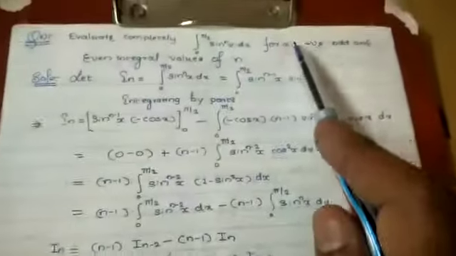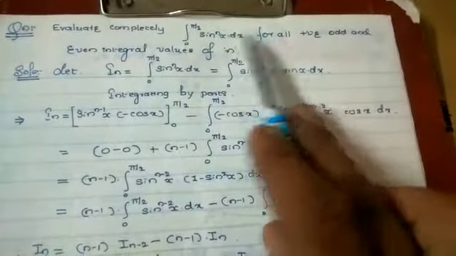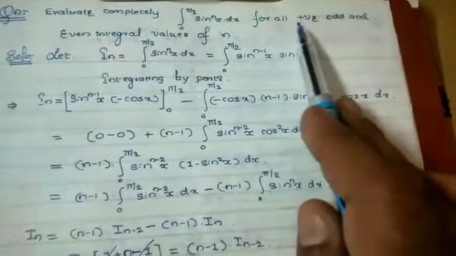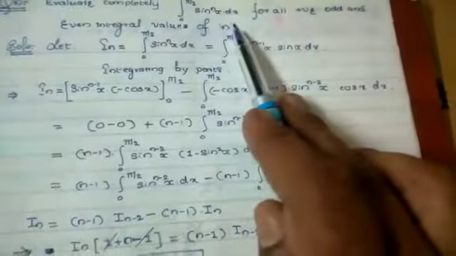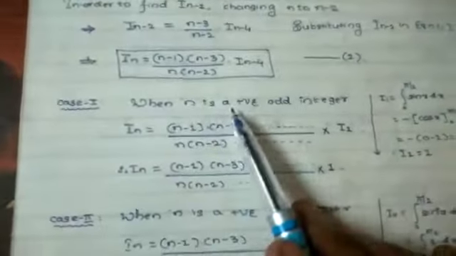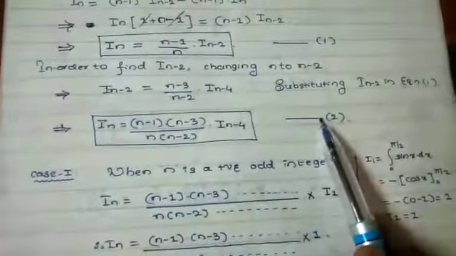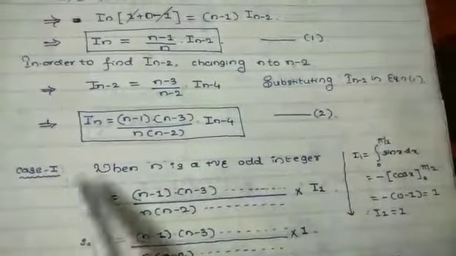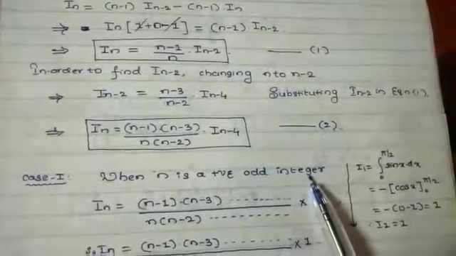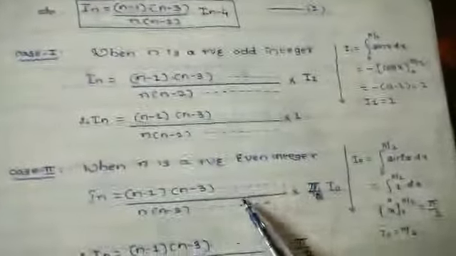But here our intention is to evaluate this value for all positive odd and even integral values of n. So it is 1 or 2 terms, so that is sufficient. Call it equation number 2. Case 1, when n is a positive odd integer. First we consider odd, and next even.